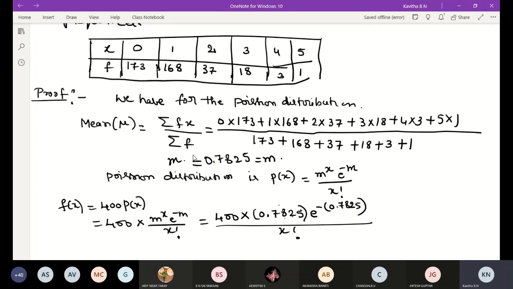Okay. Then what is the e to the power of minus 0.7825 answer? What is the answer? e to the power of minus 0.7825. 0.457, ma'am. 0.4573. Okay, 0.4573.